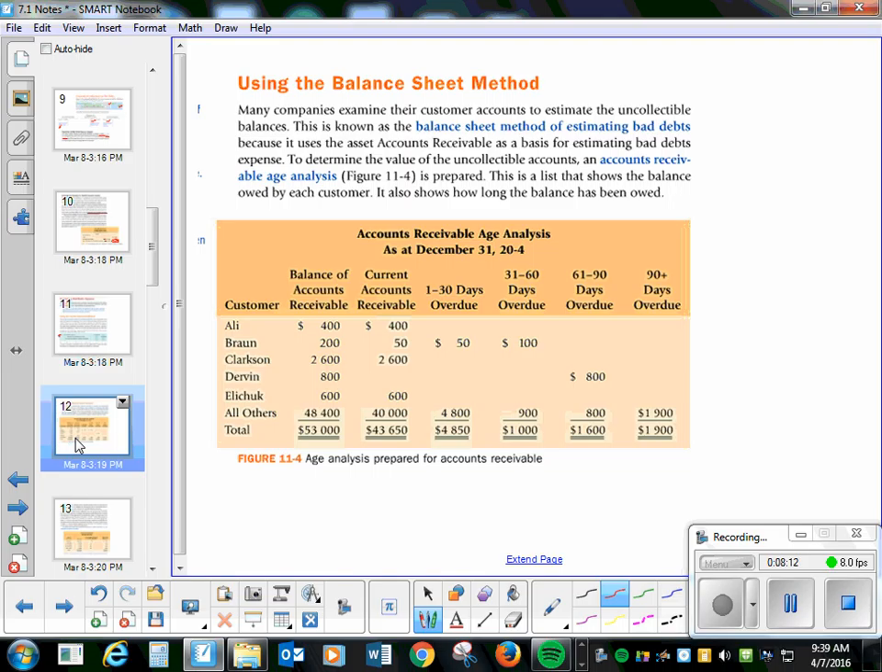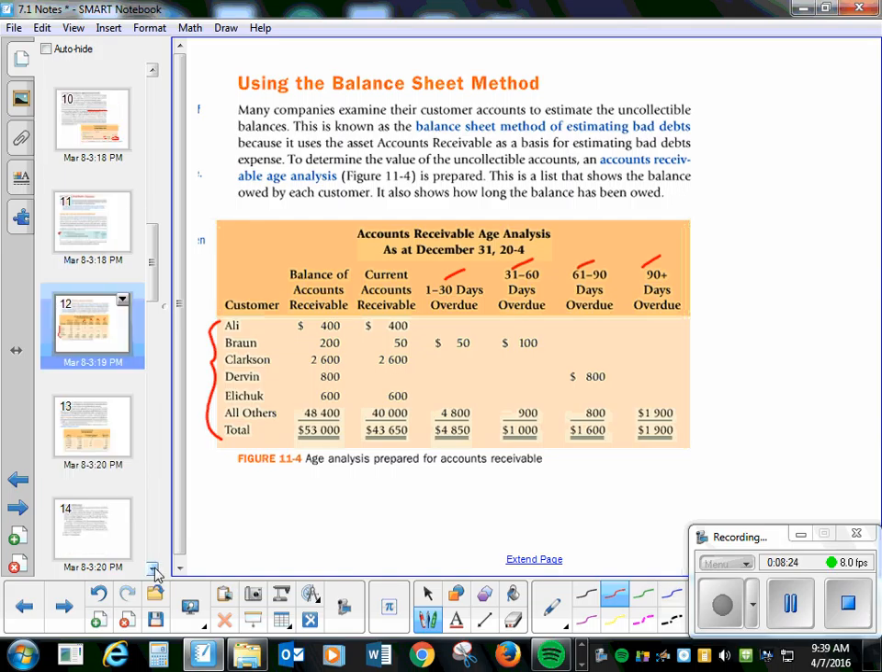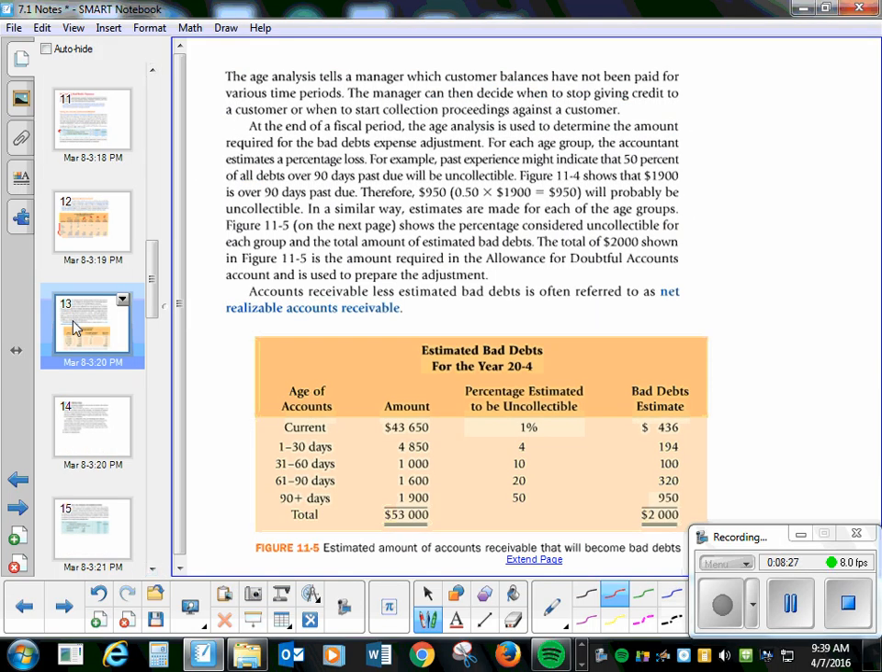So the customers are listed here, and then here it lists how long. Of course the ones that are 90 days and over are ones that you're thinking you might not be getting back. The age analysis tells a manager which customers' balances have not been paid for various time periods. The manager can then decide when to stop giving credit to a customer or when to start collection proceedings against a customer. At the end of a fiscal period, the age analysis is used to determine the amount required for a bad debts expense adjustment.